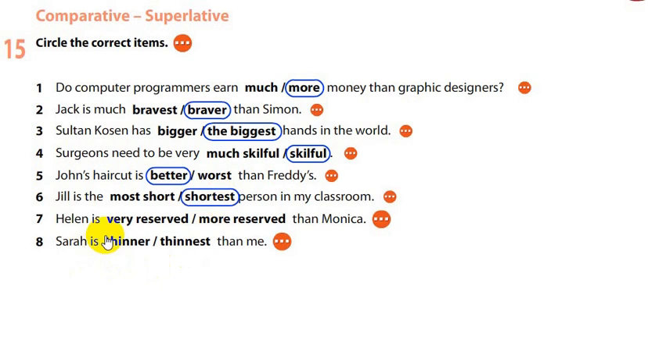Helen is more reserved than Monica. Two people, Helen and Monica. It's a long word, reserved, so more reserved. Sarah is thinner than me. We compare Sarah with us, so thinner. We must use the comparative form.